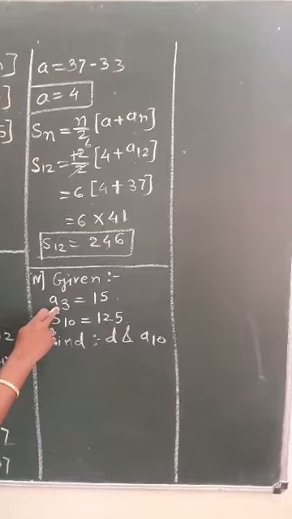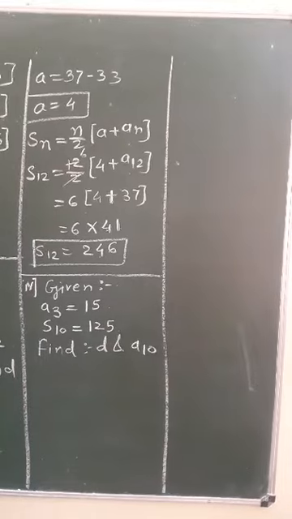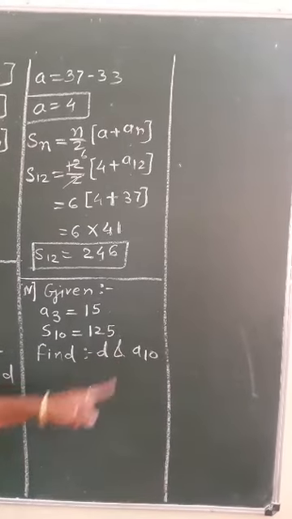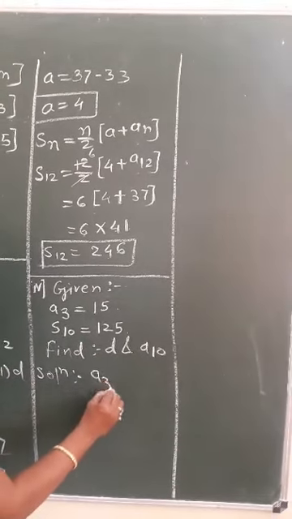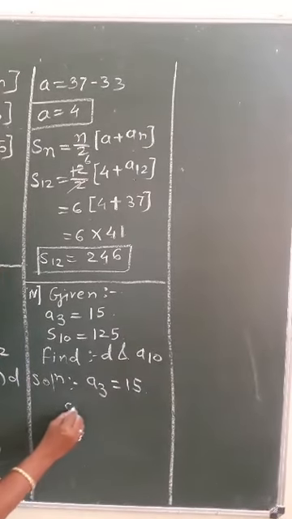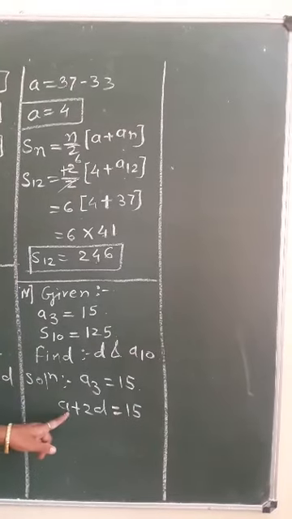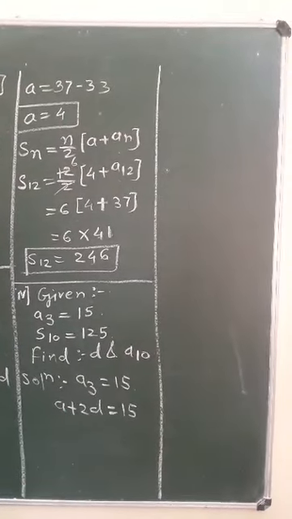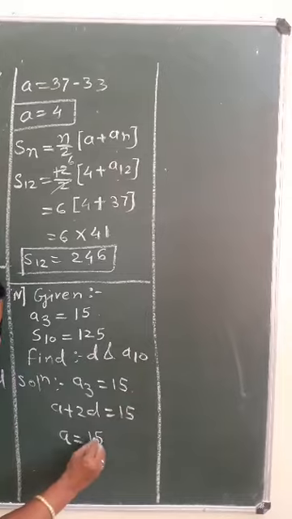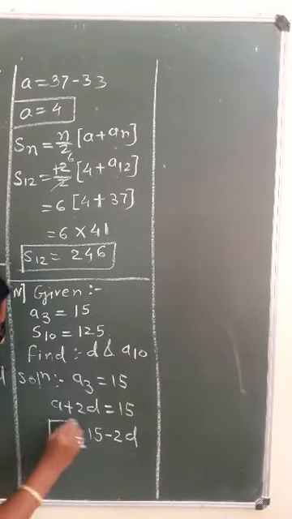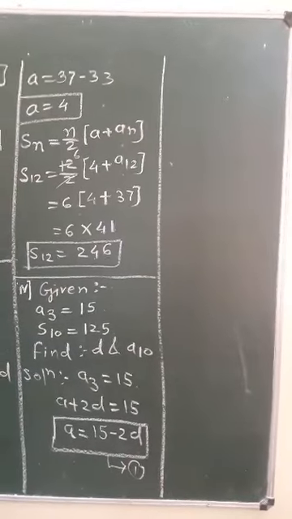Fourth problem, they have given A3, that is the third term, which is equal to 15, and S10 they have given as 125, and from here we have to find D and A10. So A3 is equal to 15, means A plus 2D is equal to 15. Here I don't know the value of A and D. We will write A in terms of D, that is 15 minus 2D. This is the value of A we will get here, and we will call this equation 1.